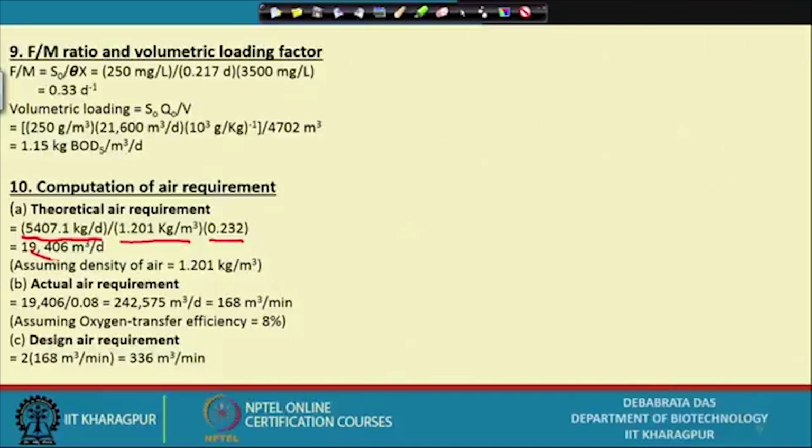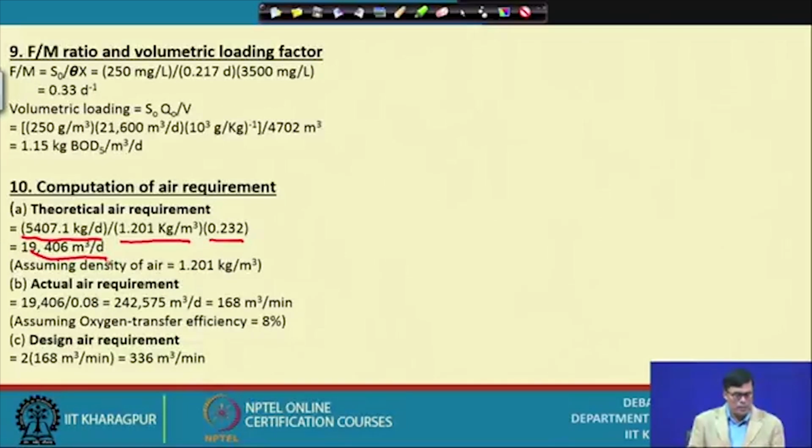So, you will get the volume of air that is required for this particular process. Now, all oxygen present in the air cannot be transferred into the liquid. So, there is some kind of oxygen transfer efficiency, that is, we consider about 8%. If you divide by 0.08, we will get the exact amount of air that is required for this particular process. And for designing purposes, we always consider some kind of factor of safety. Here we can consider 2 as the factor of safety.